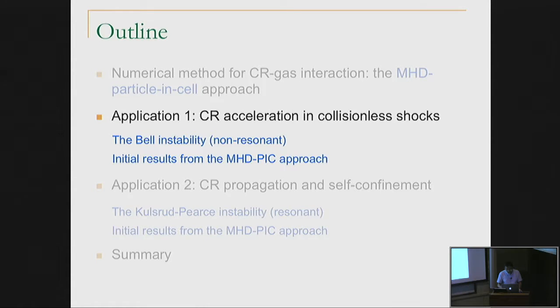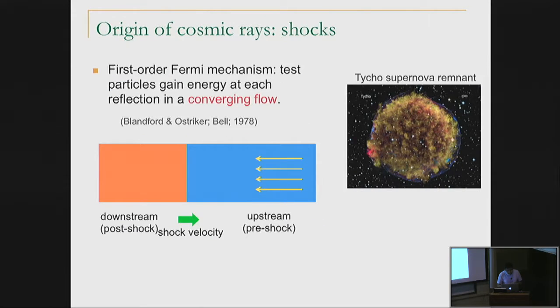All right, so now moving to the first application, cosmic ray acceleration in shocks. The origin of cosmic rays is mostly believed to come from shocks, and in particular shocks from supernova remnants. This is in fact a GIF file, and if you watch closely, you can see that this shock expands slowly. It's remarkable to watch how it expands. It's from basically 2000 to 2015.